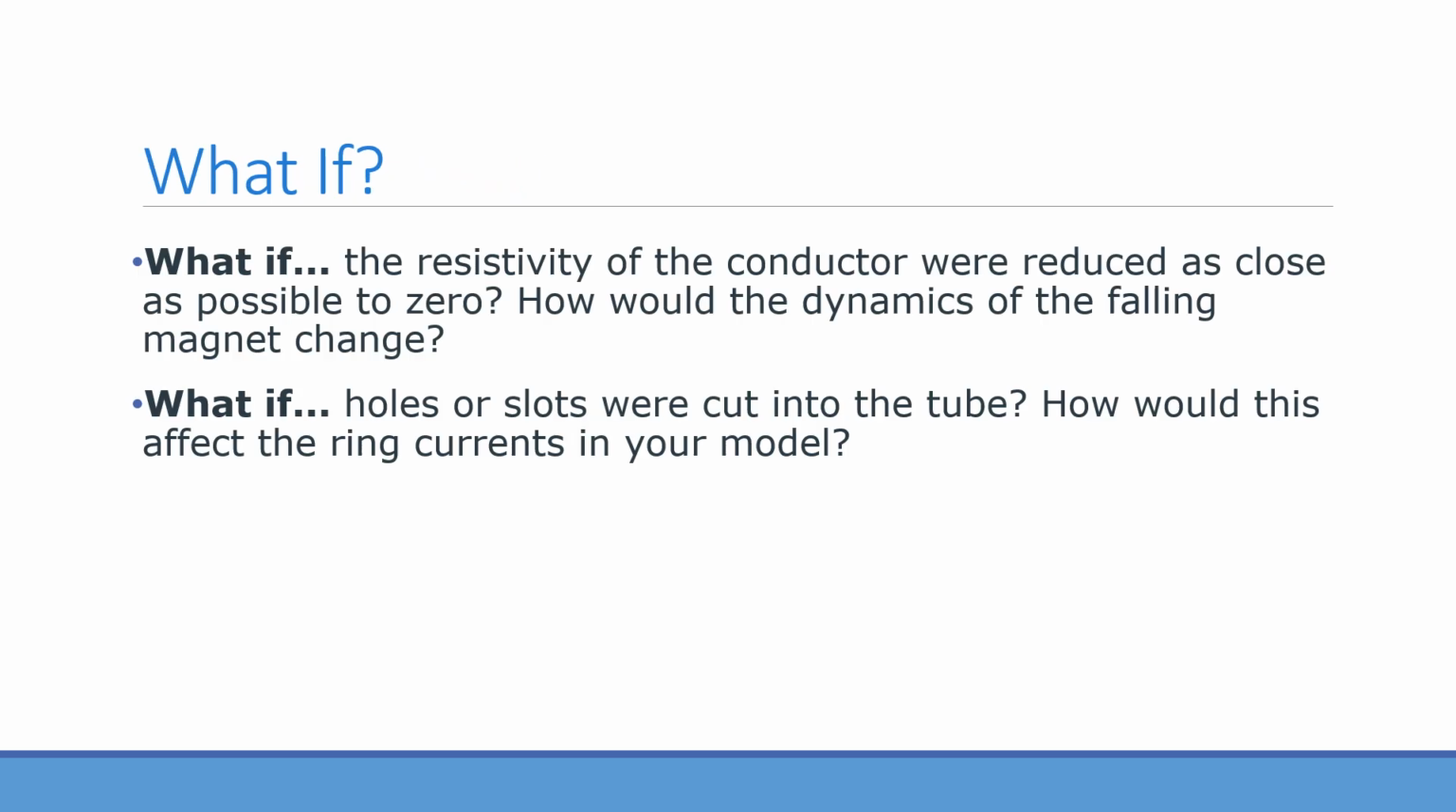So with the what if questions, with the question that if the resistivity of the conductor were reduced as close to as possible to zero, this would change the dynamics of the falling magnet in that it would maximize the current because there would be no resistance, meaning that the magnetic force would be greater and the magnet would take longer to fall through the hole.